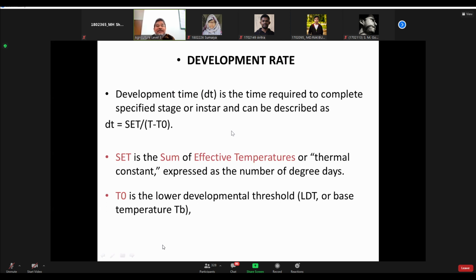আমার কাছে মনে হয় যে SET থার্মাল কনস্ট্যান্টটা জানতে হবে, ডিগ্রি ডেজ আমার জানতে হবে যে কত ডিগ্রি তাপমাত্রাতে। I would like to just calculate or determine the developmental duration. I need to know what is the base temperature for that particular insect, that is, where there will be no development or zero development.